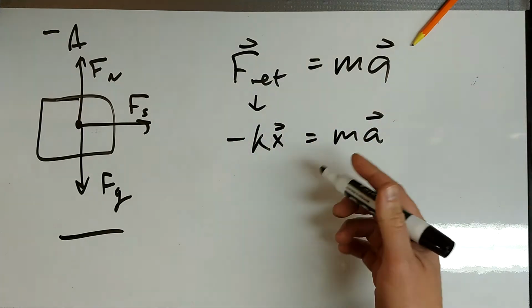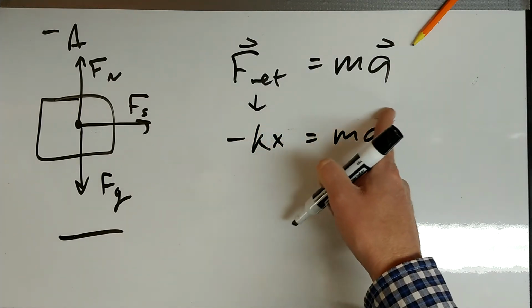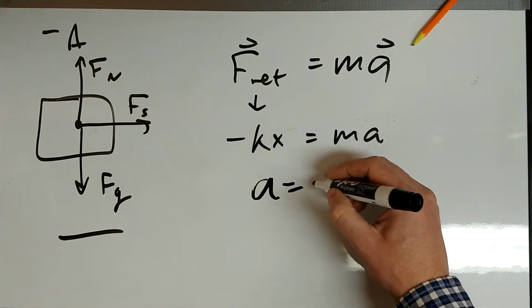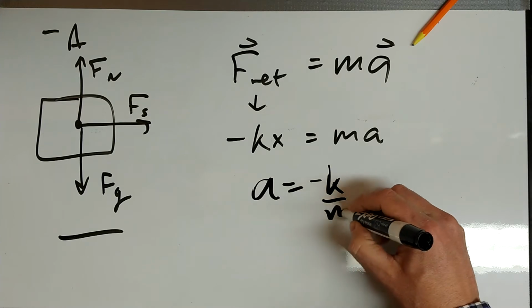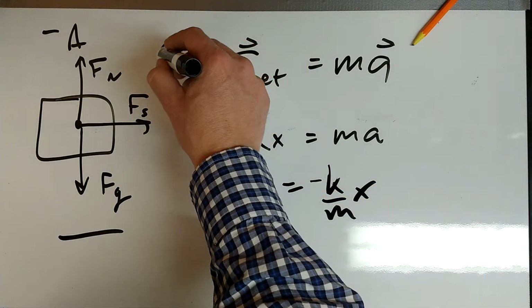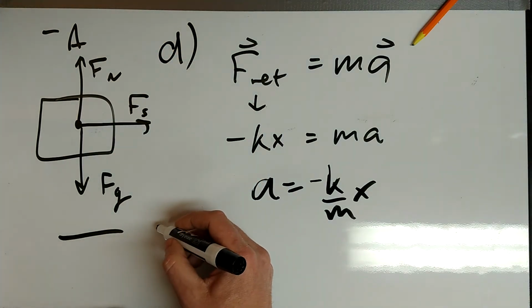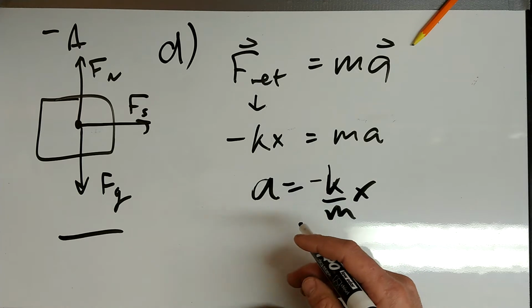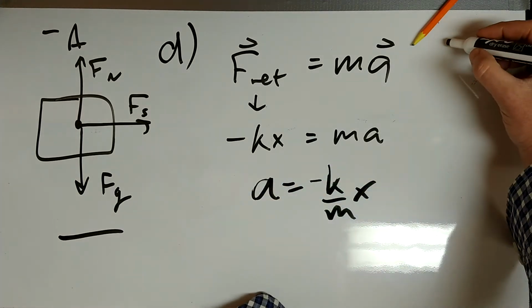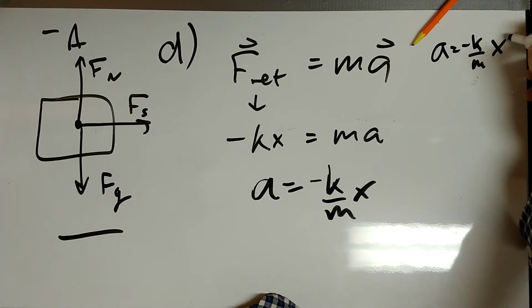We usually just write it as magnitude, so that might confuse you more than anything. Maybe I should just kill it. So a equals negative k over m times x. And then here's the beautiful thing for part E. All right, so part E. I'm going to write this up over here: a equals negative k over m times x.